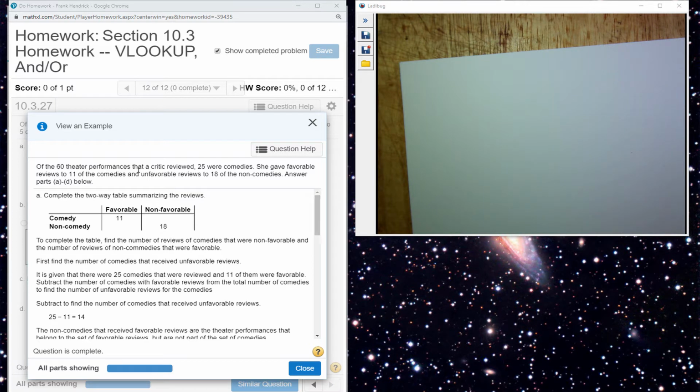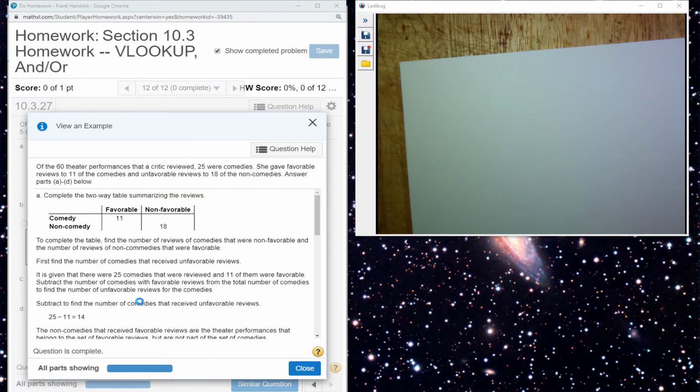For this one here, this is Chapter 10, Section 3, Number 27. Of the 60 theater performances a critic reviewed, 25 are comedies. She gave favorable reviews to 11 of the comedies, unfavorable reviews to 18 of the non-comedies. Fill in the table. So, 25 comedies, you got 11 favorable. You can do the difference and see how many unfavorable there were.